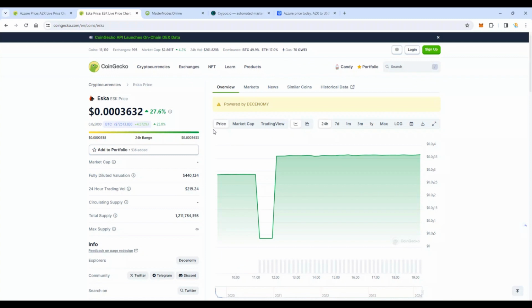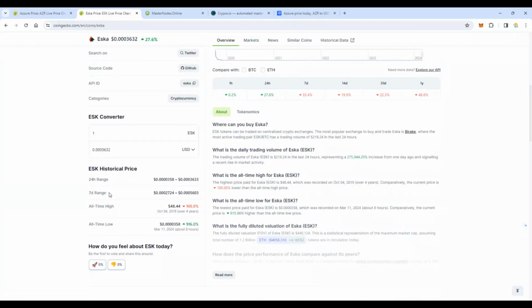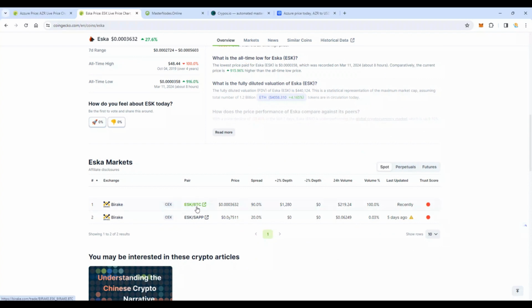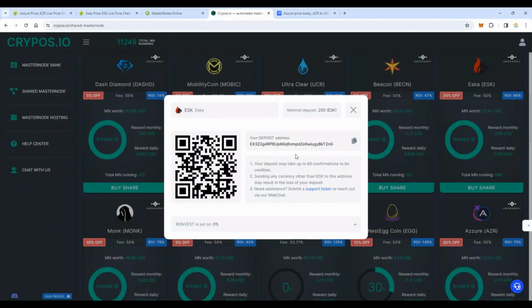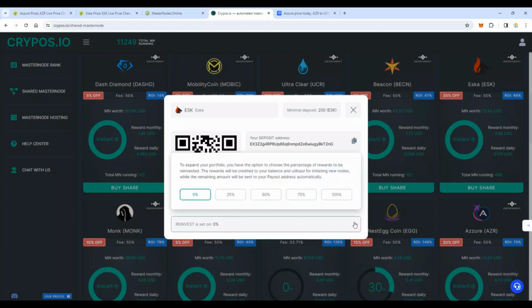Now, once your account or your Direct exchange has been verified, you deposit BTC, you buy the token. Once you buy the token, you can deposit. Okay, once you click deposit, you're going to have the wallet address to deposit. And you can see the minimum deposit is 200. Okay, once you deposit, you can see here the invest option. You can choose 100%.